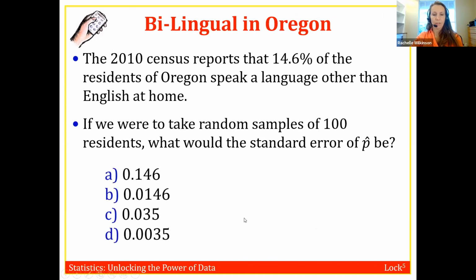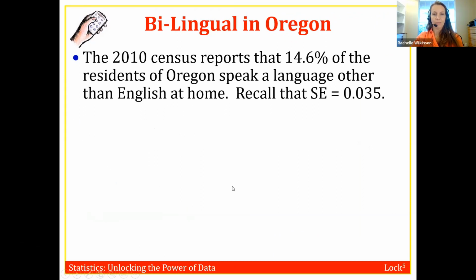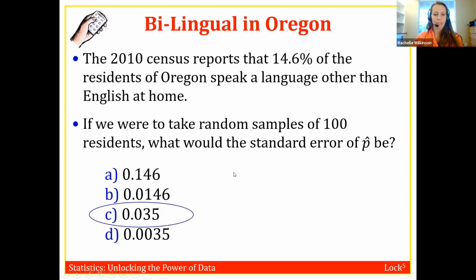All right, so from this drop-down list, which answer looks closest to what you got? Perfect. Whoops, I thought it was going to show the equation, but it didn't show it. So we just take the square root of 0.146 times 1 minus 0.146 over 100. That's what gives us that 0.035.